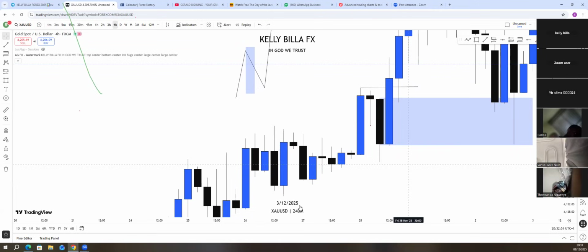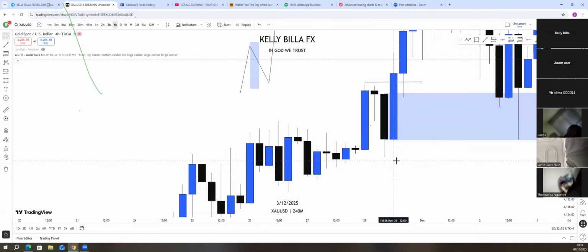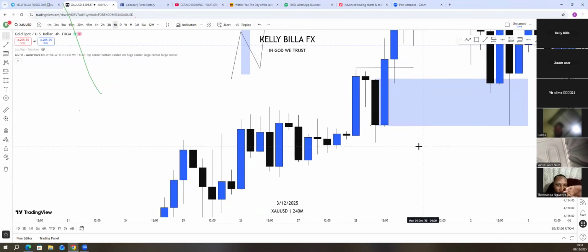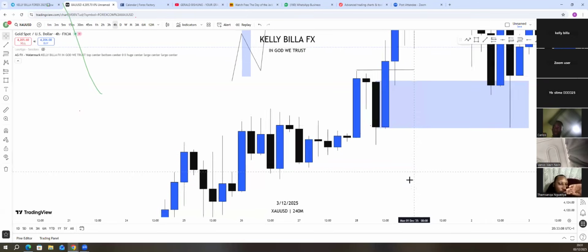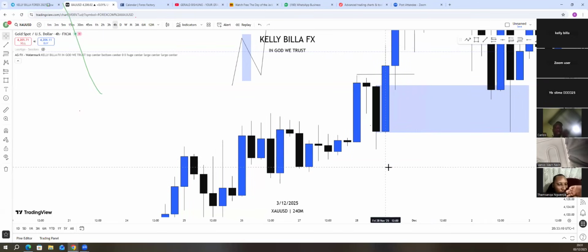The reason why you see this black candle, blue candle, black, is because buyers and sellers coexist. Buyers and sellers coexist in this market.